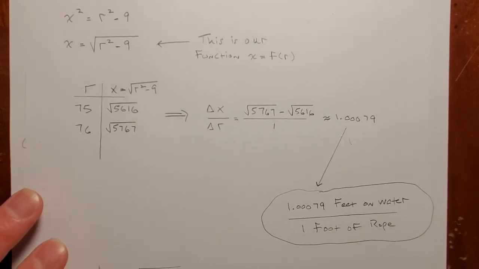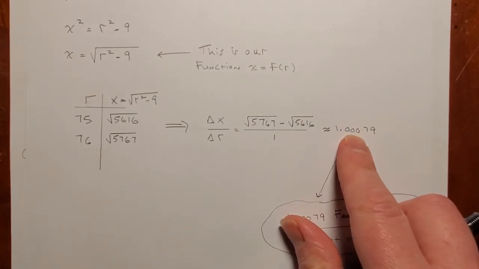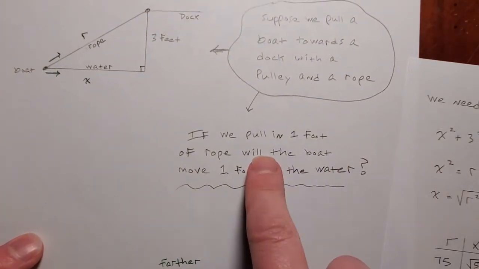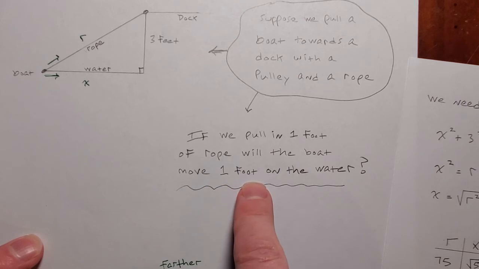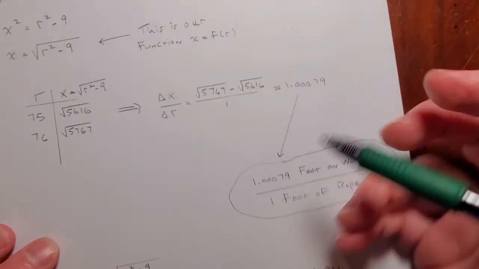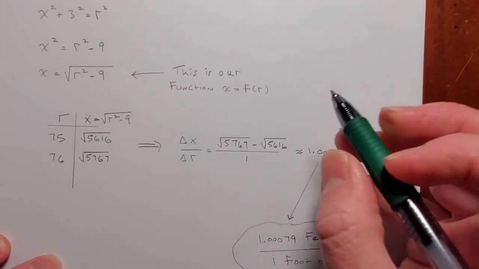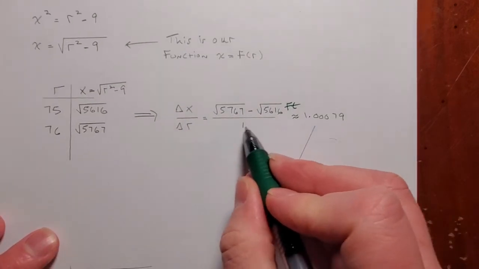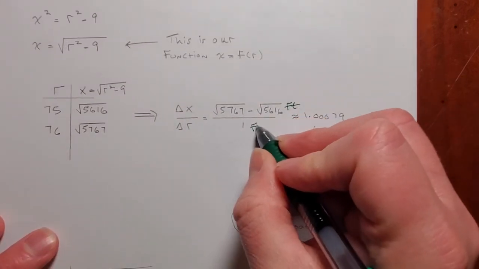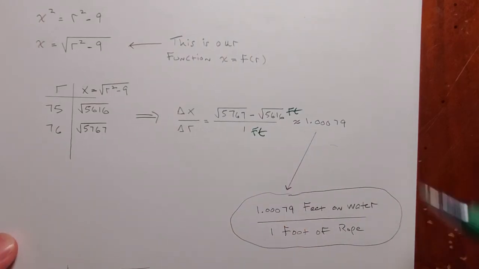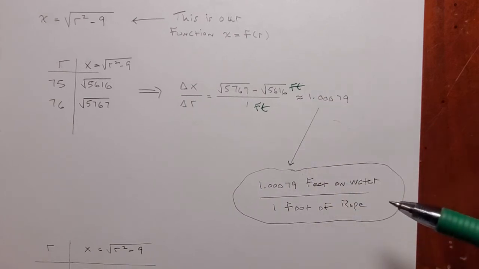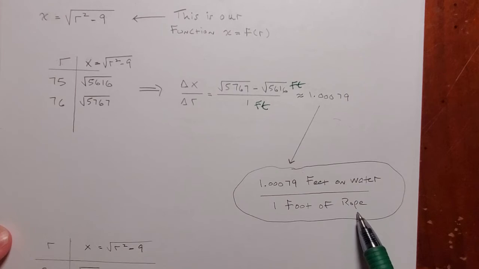1.00079, okay? Now, is it just a number, or does the number mean something? I was exploring this to give you a way to answer this question of, is a foot of rope worth exactly 1 foot of distance on the water? Well, it turns out no. Remember, what's x? x is the distance on the water. What's that in? Feet. So that number up there has units. It's feet. What's this 1, delta r? That's change in the length of rope. How do you measure that? Also feet. So we could say that this is 1.00079 feet per foot.